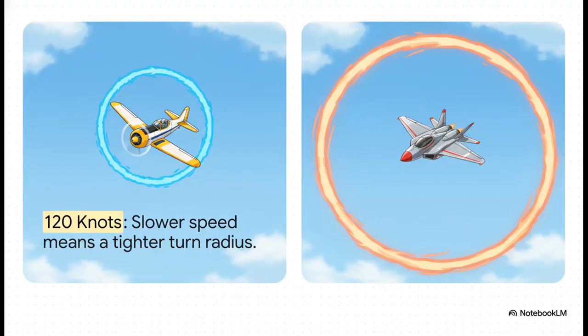And here is the golden rule for radius. If your bank angle is held constant, a higher airspeed forces your aircraft to travel through a much longer arc. You're covering way more ground simply because you're flying faster while maintaining the same angle of bank, and that results in a much wider, larger turning radius.